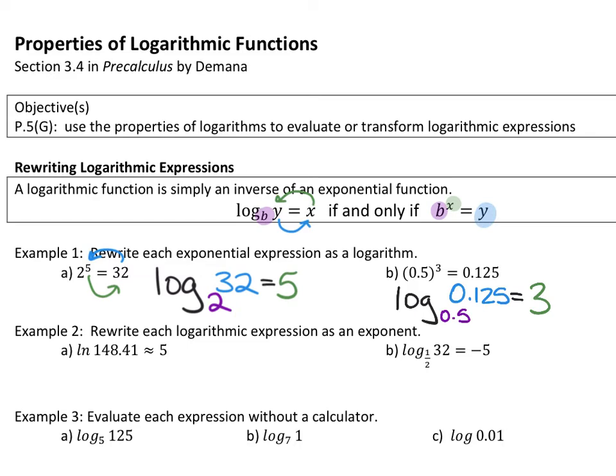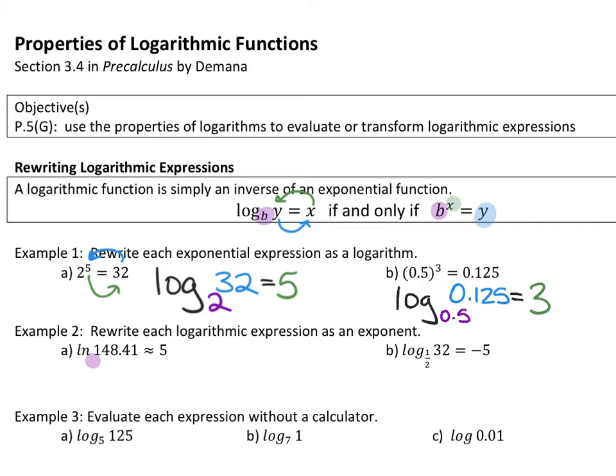Rewriting it in the other form. We can go the opposite direction as well. If we started with a logarithm, we can rewrite it as an exponential. What's the base on letter A? I don't see a number here for the base. What's the base? Ooh, that's a log with nothing showing. What kind of logarithm is that?